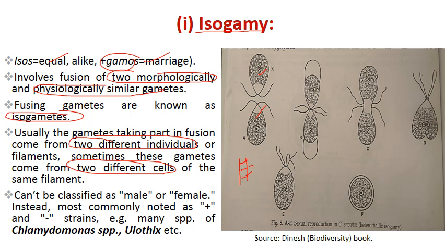So it can't be classified as male or female. हम जो algal forms हैं उन्हें male और female नहीं classify करते हैं. Instead mostly we note them as plus or minus strains. हम इनमें use करते हैं plus or minus strain as it is found in case of Chlamydomonas and Ulothrix species.